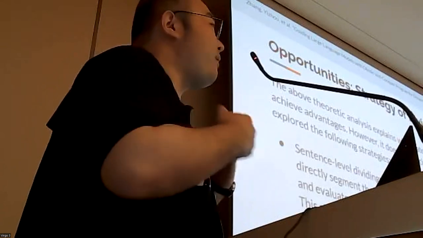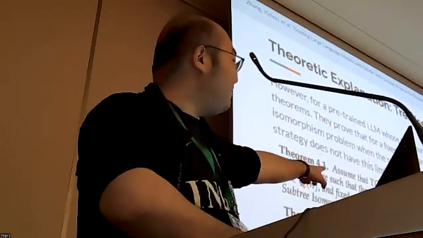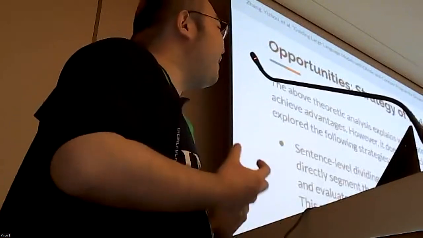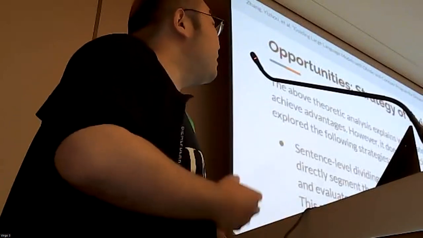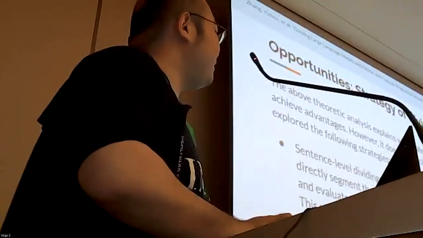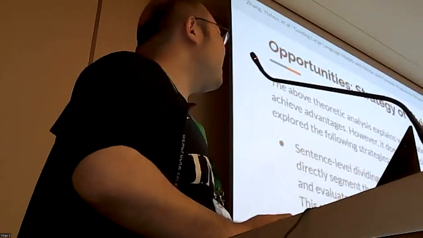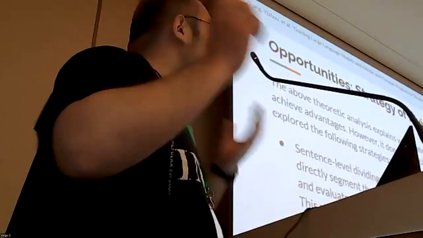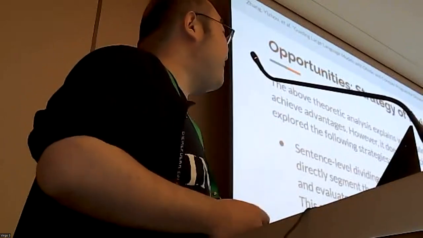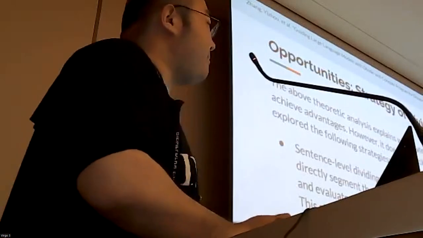So this theoretical analysis explains why the divide and conquer strategy always makes the model performance better. But with this theorem, we only prove that there exists this transformer and this prompt. We cannot specify what kind of dividing strategy we should use. So the existing works that I just mentioned, the three papers, basically explore different strategies. The first one is the most straightforward way to divide the document. This strategy directly segments the claim into sentences and then evaluates the sentences one by one. This is really straightforward, but even this straightforward way can effectively improve the performance of verification, especially for long news claims.